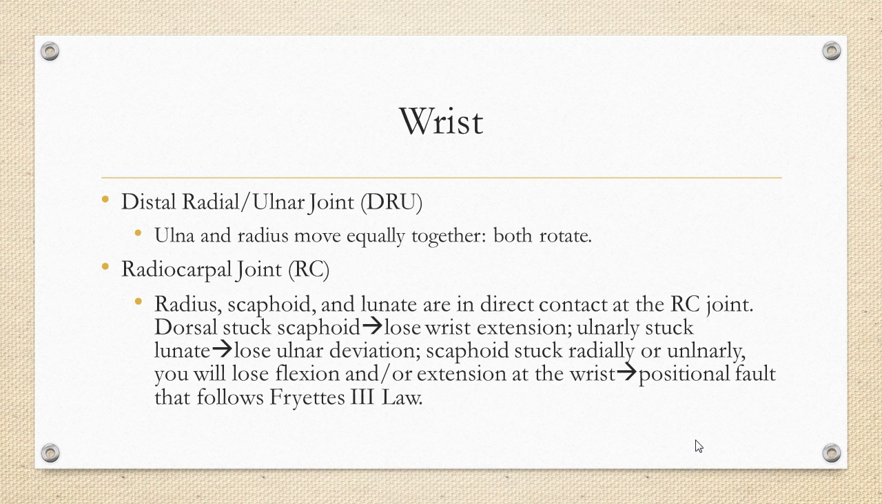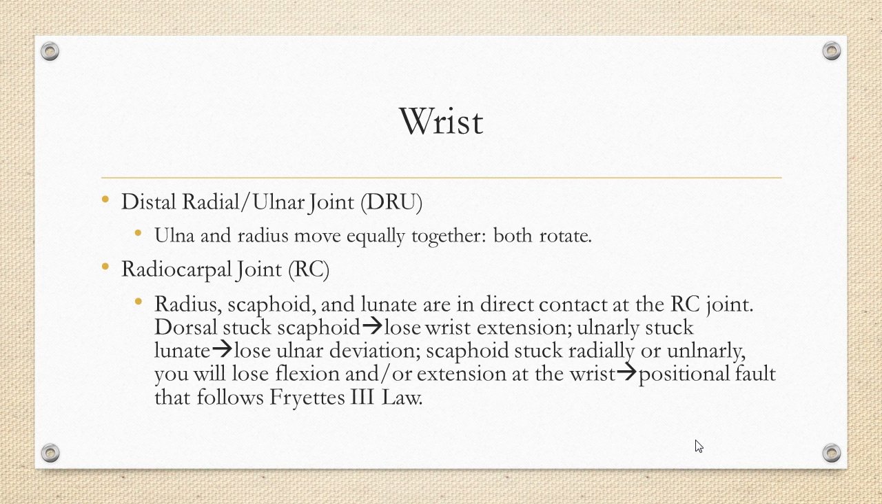So with regards to the wrist, the 2 primary areas that we're looking at are going to be the distal radial ulnar joint, and we know the ulna and radius move quite equally together with rotation. The radial carpal joint is also a very important joint that we need to address, not only with wrist pain but also with the elbow pain, as we noted. But here, the radius, the scaphoid, and lunate are in direct contact with the radial carpal joint.